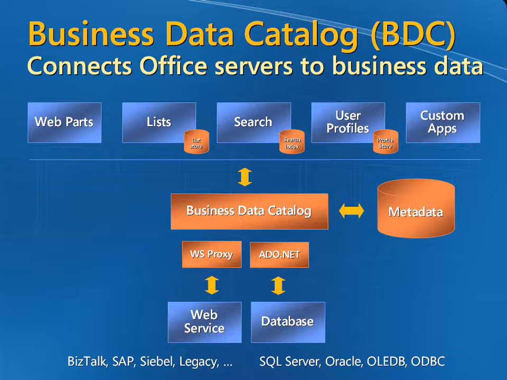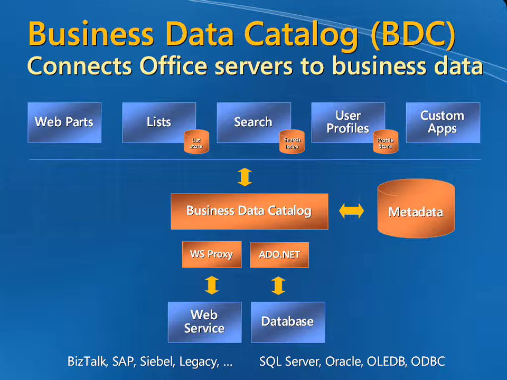Here's a picture of the Business Data Catalog and the related features. At the top, we have some blue boxes, and those are the core SharePoint features: web parts, lists, search, user profiles, and custom applications. At the bottom, we have web services and databases. Those are the two main ways that people are exposing their data.